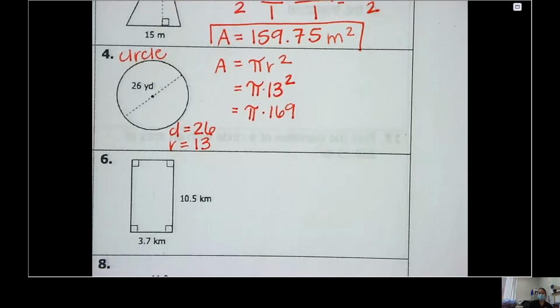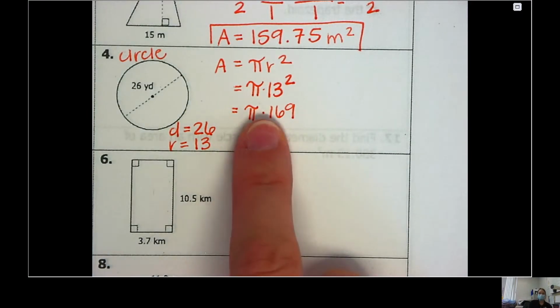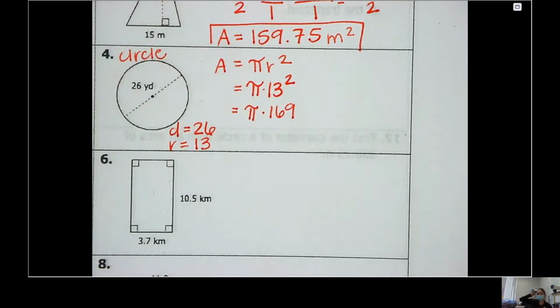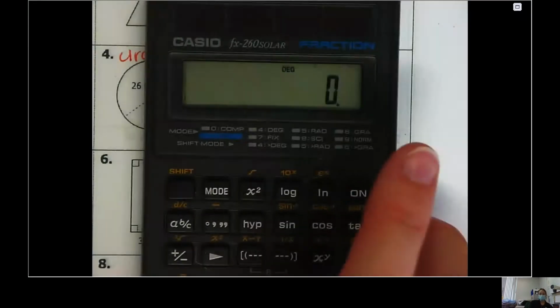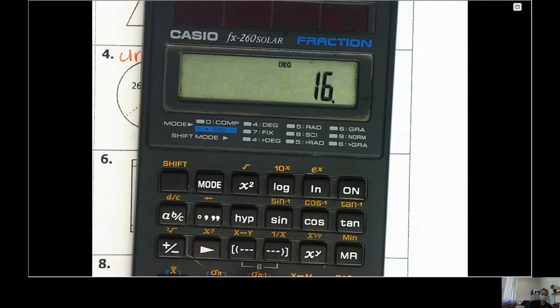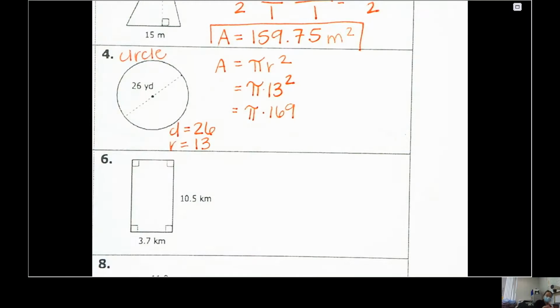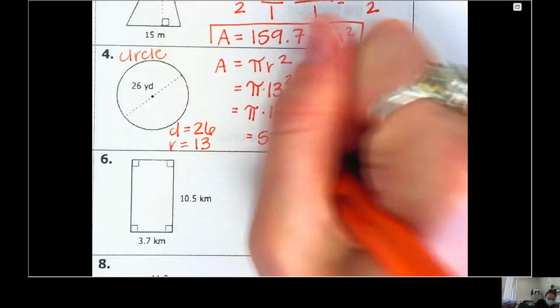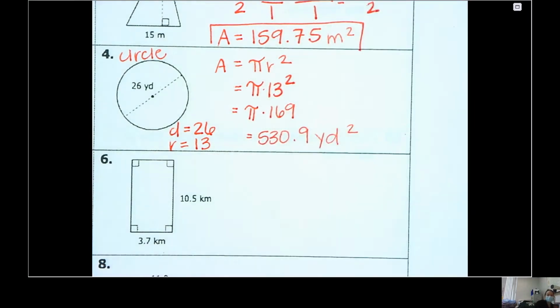And tell me what you got. 3.1. So if you get 3.1, that's just pi. That means you didn't push the equals button. Yep, so you're gonna push the pi button first to get 3.14 times 169. All right, did anybody not get 530.9? It's okay if you didn't, but tell me now. It's going to make this chapter very hard. All right, 530.9 what? Yards squared. Talking about area, yards squared.